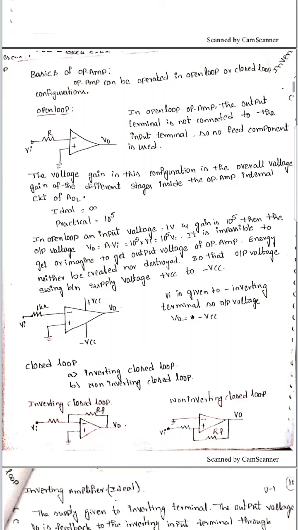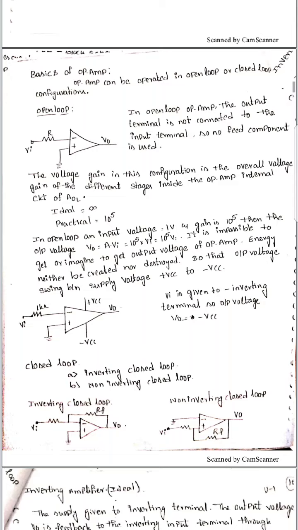Next topic is basics of operational amplifier. An op amp can be operated in the open loop or closed loop configurations. First of all, we are going to the open loop. This is the symbol for the open loop operational amplifier.